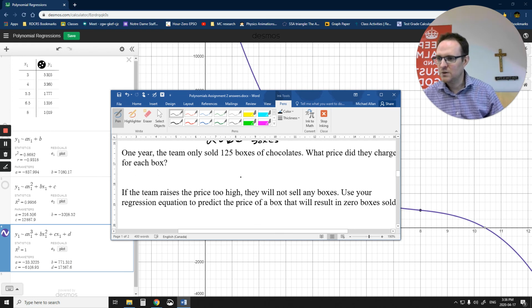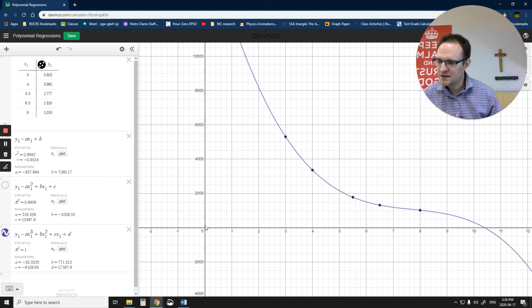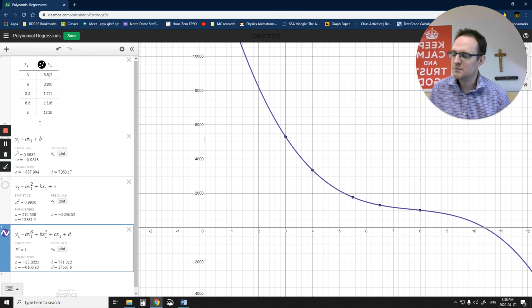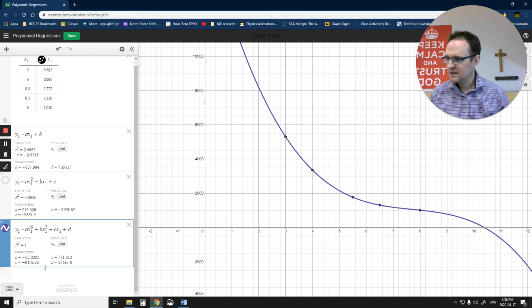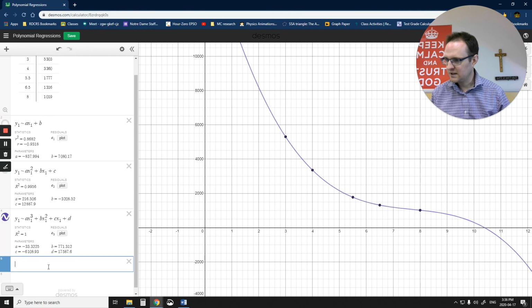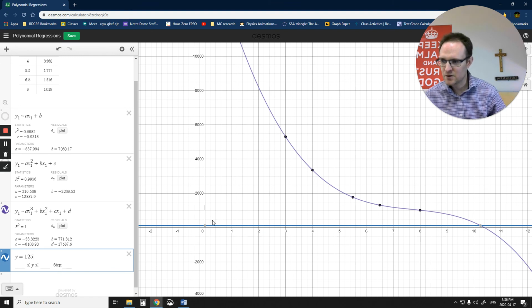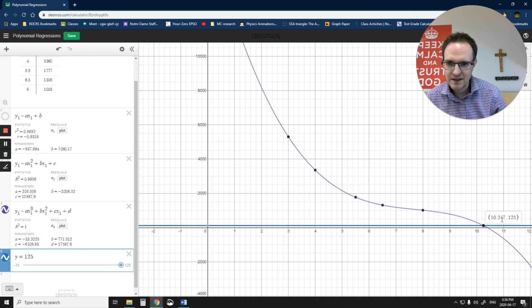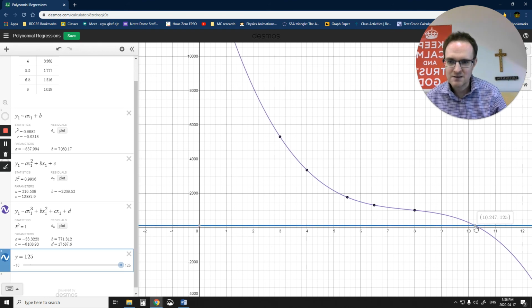Okay, 1 year they only sold 125 boxes. So if they only sold 125 boxes, that's going to be somewhere down in this area down here, because remember the y value is your box number. So what I'm going to do is I'm going to just type in y is equal to 125. You can see that that creates a line going across here that intersects. And that point there says the y value is 125, and then tells me what the x value is. And that's how much you're going to have to charge. The x is how much they charge here.